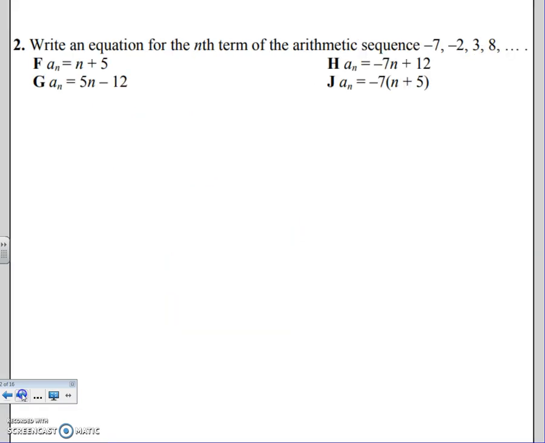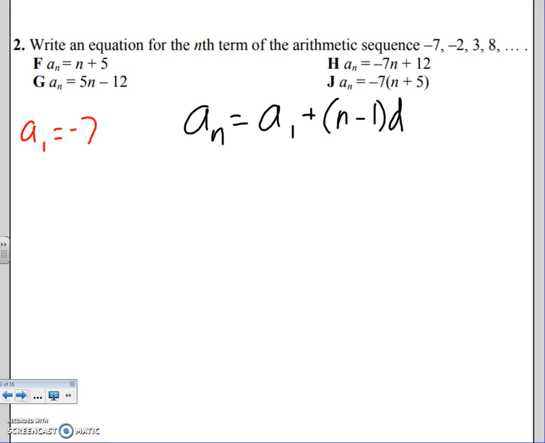Alright, number 2. Write the equation for the nth term of the sequence: -7, -2, 3, 8. So here's the formula. A sub n equals a sub 1 plus n minus 1 times d. We know a1 is the first term, which is -7. We have to find d, the common difference.